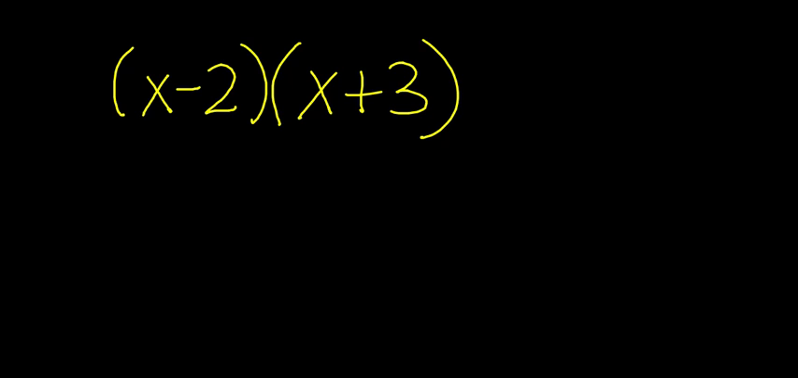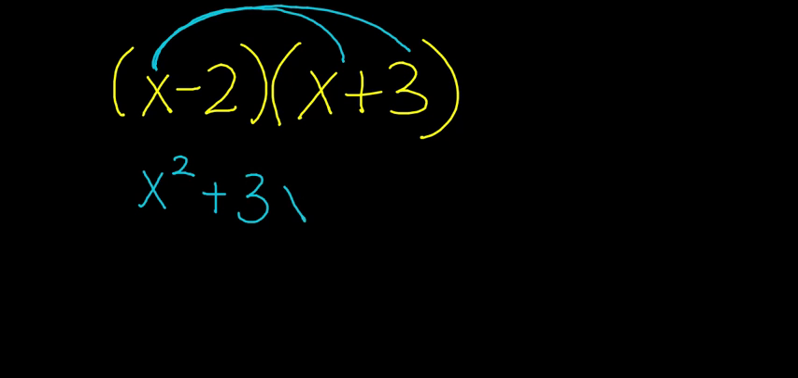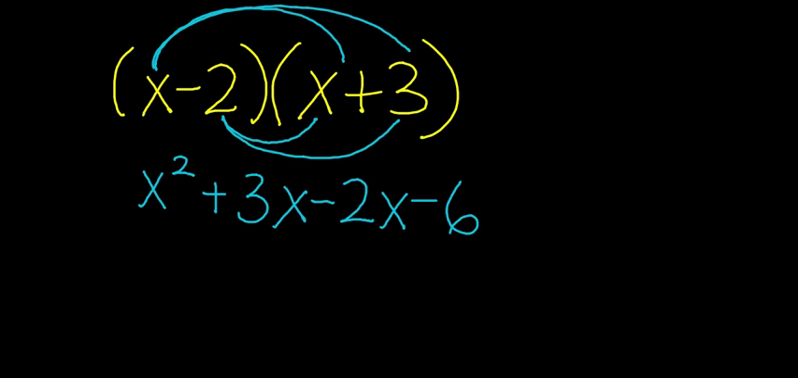If you recall, we're going to take this first term, this x, and distribute it to the other x and also to the 3 in that second expression. So x times x gives us x to the second power, and x times 3 gives us 3x. Then we do the same thing with the negative 2. We distribute this negative 2 to the two terms in the second binomial, and that gives us negative 2x, and negative 2 times 3 gives us negative 6.